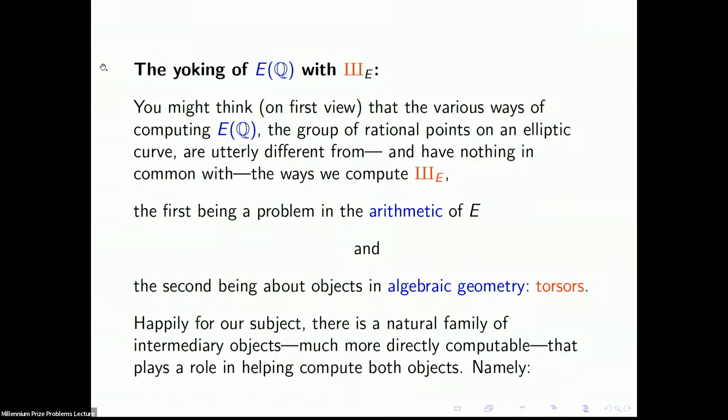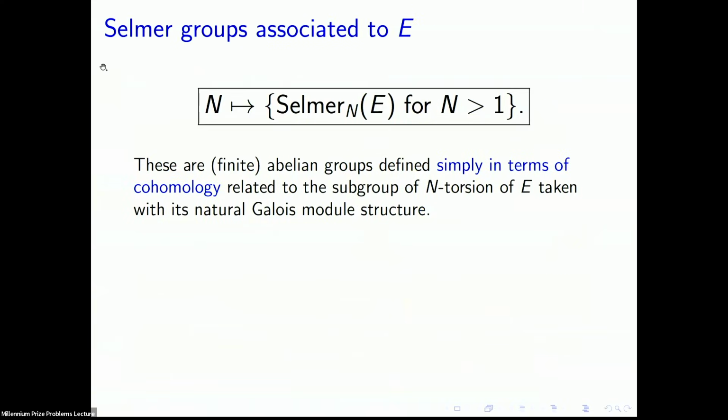Namely, Selmer groups associated to the elliptic curve. What's in that box here is that for every n, you get a group. It's a finite abelian group, Selmer_n(E). And it's defined very easily in terms of cohomology related to, not even all of E. All you need to know is the subgroup of n-torsion of E with its Galois action, and you get this group.